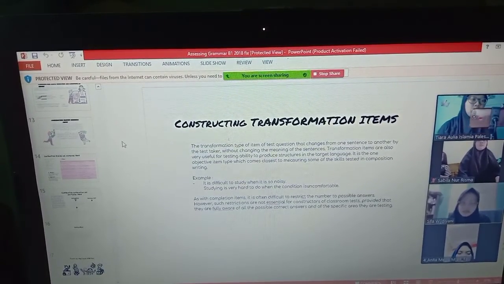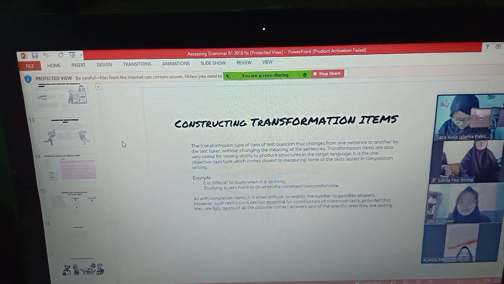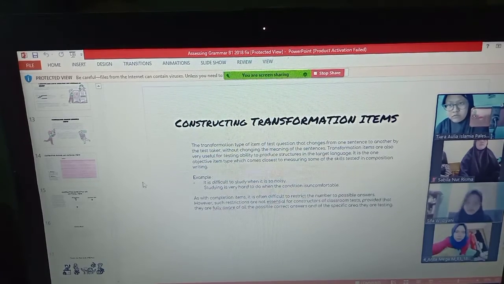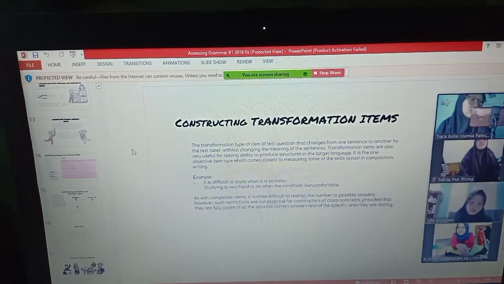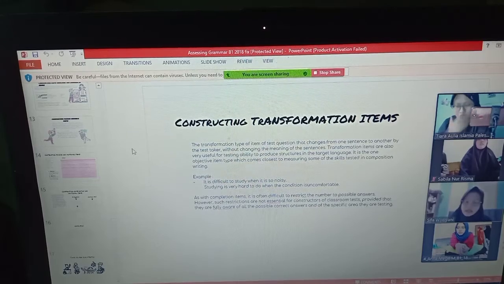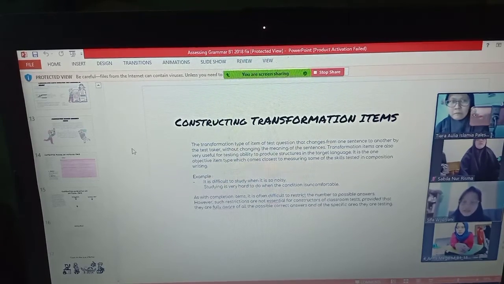Nah, kita bisa merubah kalimat tersebut ke dalam bentuk kalimat lain atau ke dalam kata-kata lain tanpa mengubah makna dari kalimat tersebut. Kita bisa mengubahnya dengan kalimat ini. Studying is very hard to do when the condition is uncomfortable. Belajar sangat sulit dilakukan ketika kondisinya tidak nyaman. Kan kalau berisik kita gak fokus ya kalau belajar.